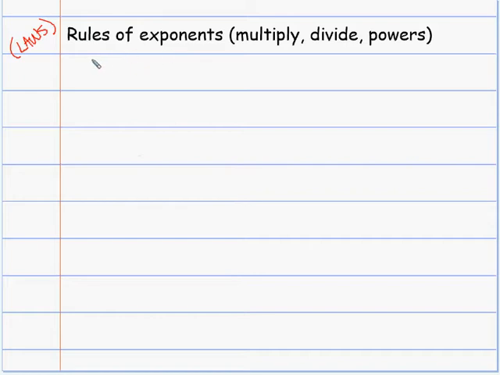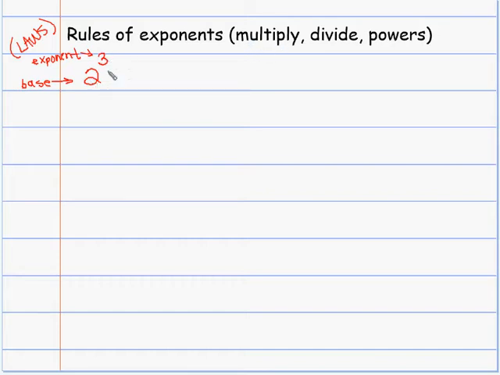So, first off, remember that if you have a number to a power, this is the base and the exponent is that little number at the top. And that exponent just means take the base times itself that many times. Use it as a factor 3 times.